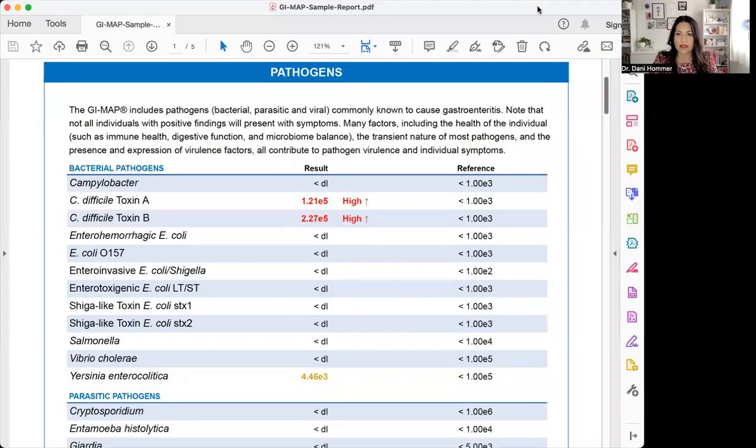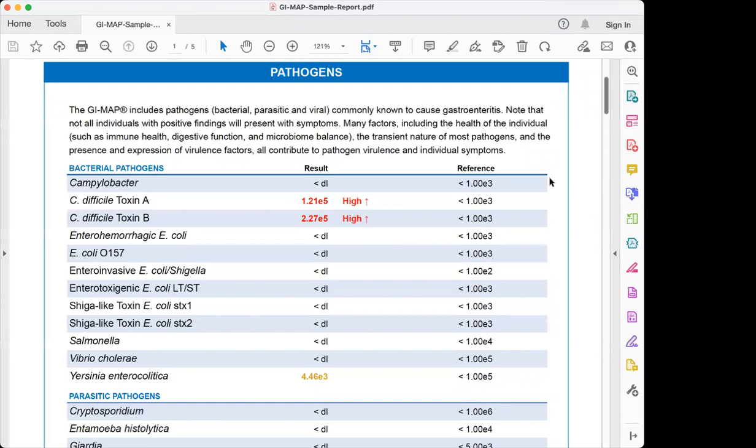And why this is important is because certain things can overgrow, which can cause a lot of problems, which we'll go through as we go through this. And then there's also instances where it can be too low, and that can be problematic as well. So I'm going to go ahead and switch it over to a sample report, and we'll go from there.